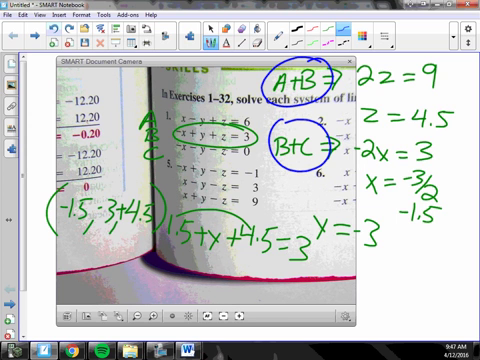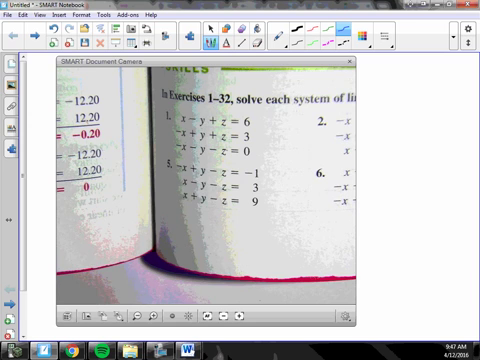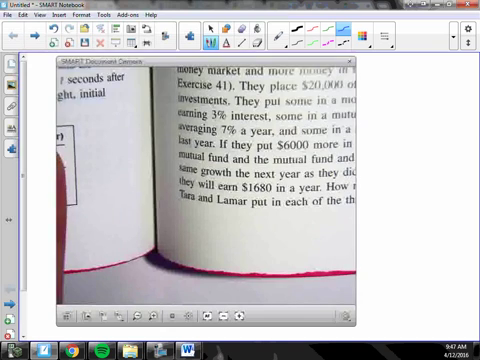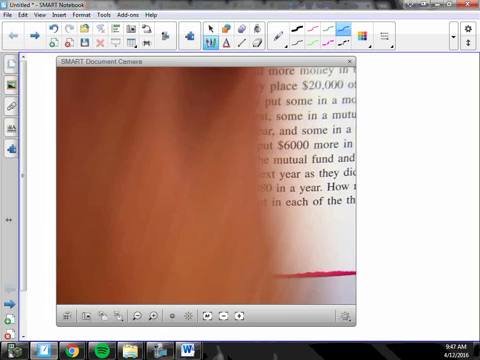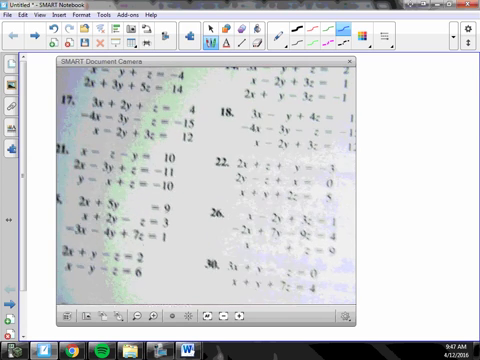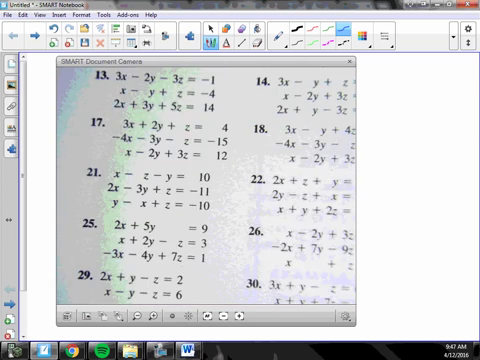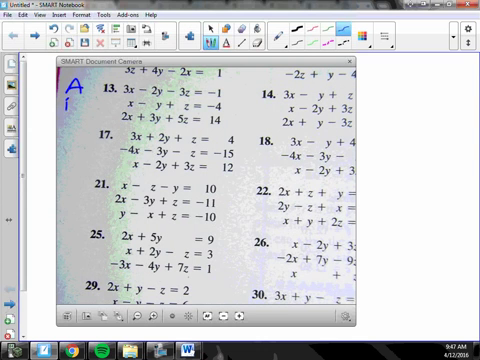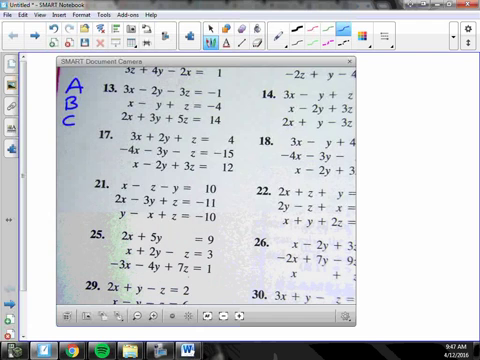All right. So let's see. We're doing 1, 5, 9. Let's look at 13. Okay, now these are not, well, who knows? This might be not too bad, but we'll see. So again, A, B, and C. Do you see a simple way to eliminate any of the variables?